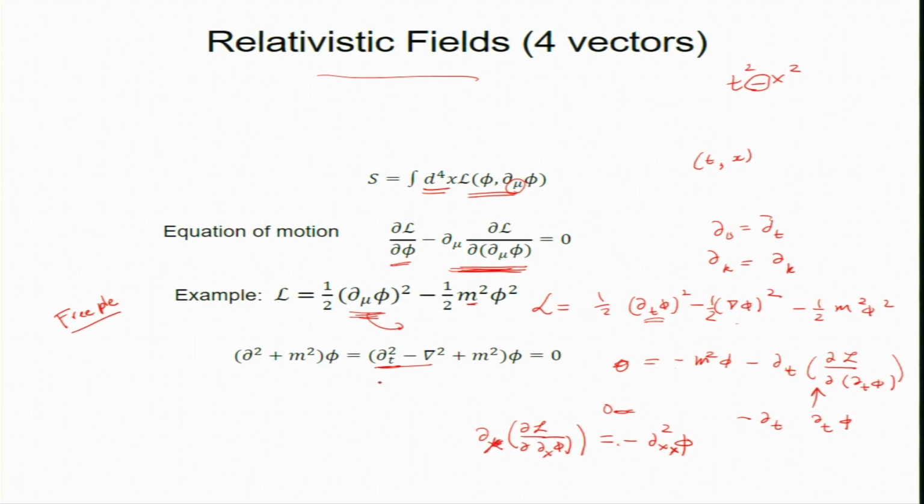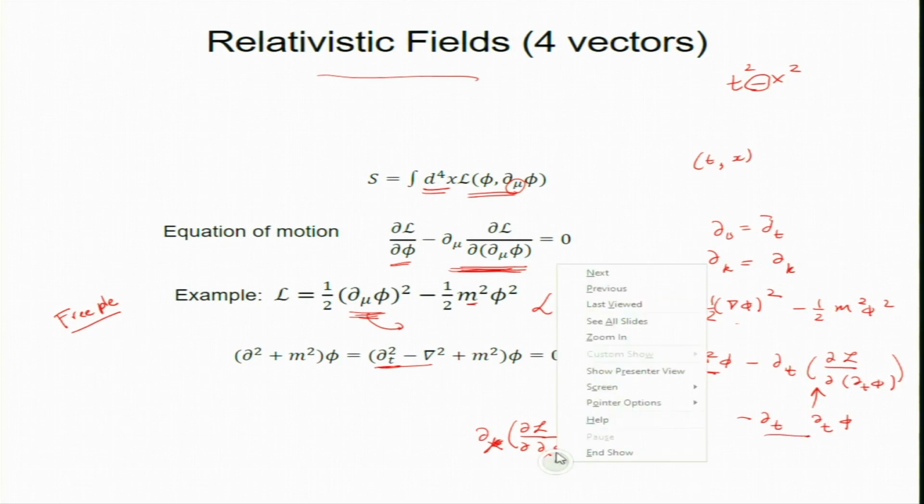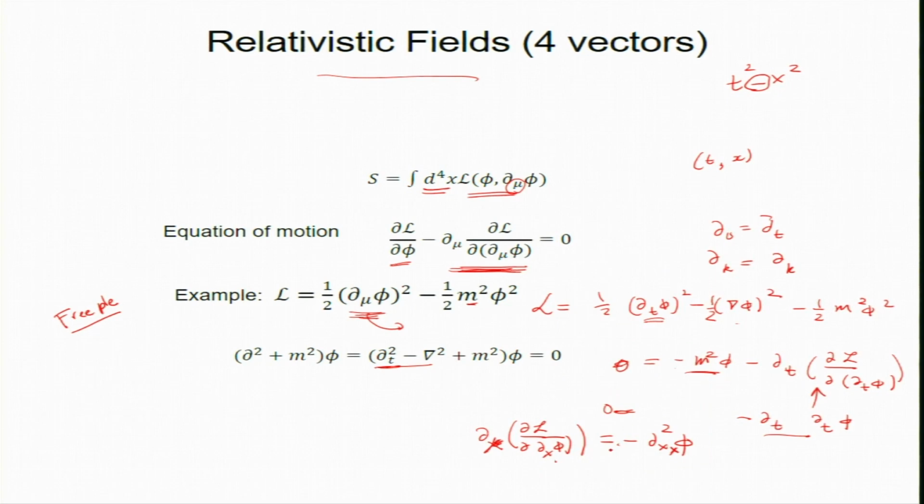How do I get the plus sign? Let me just check. So 0 equals that. There is a minus sign here, minus phi squared, and this is a plus sign because there is a minus sign here, and a minus sign here as well. So minus minus becomes plus.